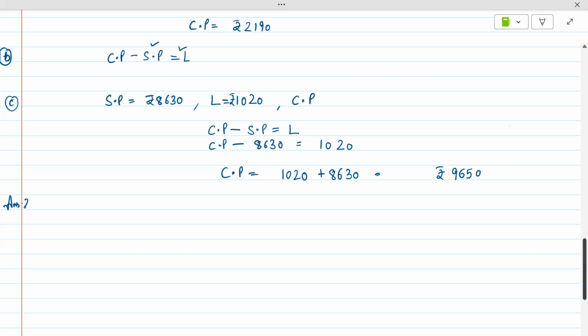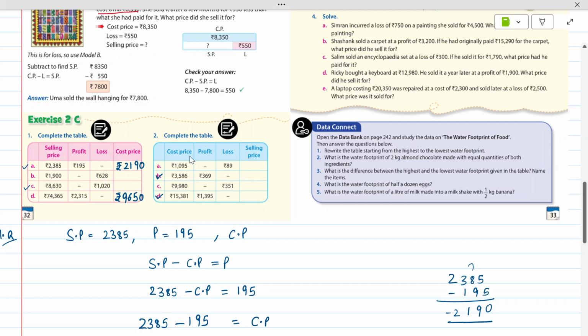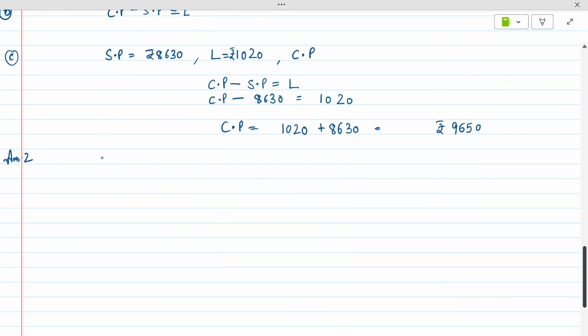Answer number 2. What we have here is the cost price, we have the profit, and we have to find out the selling price. The cost price is given to us as rupees 3586. Profit is given to us as rupees 369, and we have to find the selling price. Profit is already given.